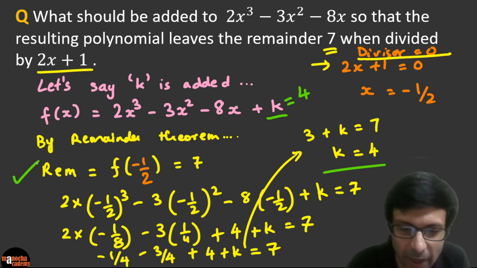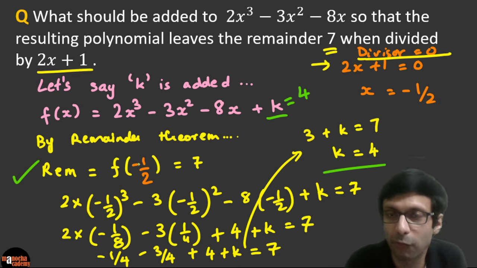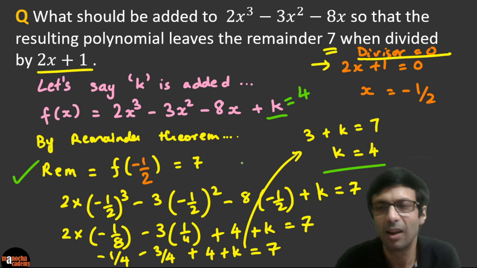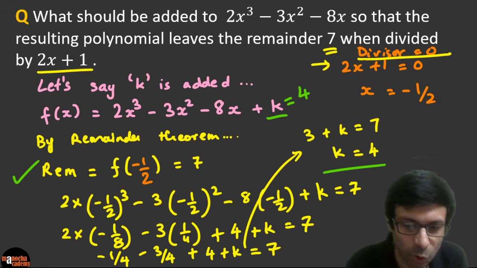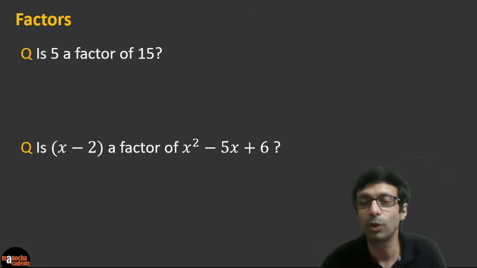This is our line, right? The magic line: remainder is going to be f of minus half, and that's equal to 7. And after that, you just need to solve. Very simple. Very good, guys. Superb. Many of you got it, and I hope you're getting the concept. Now let's slowly move on to the factor theorem.